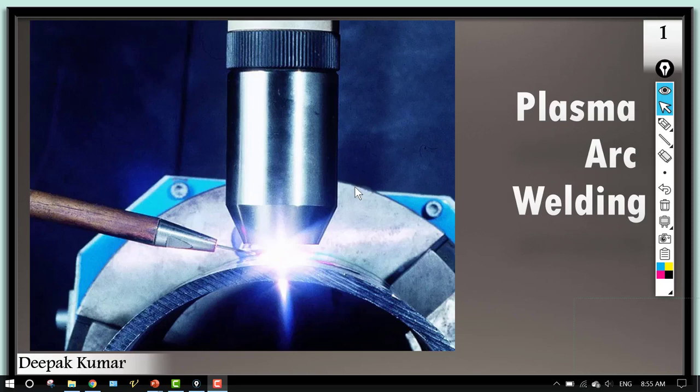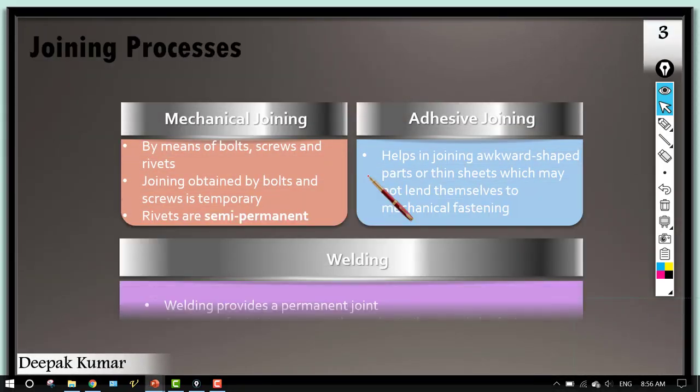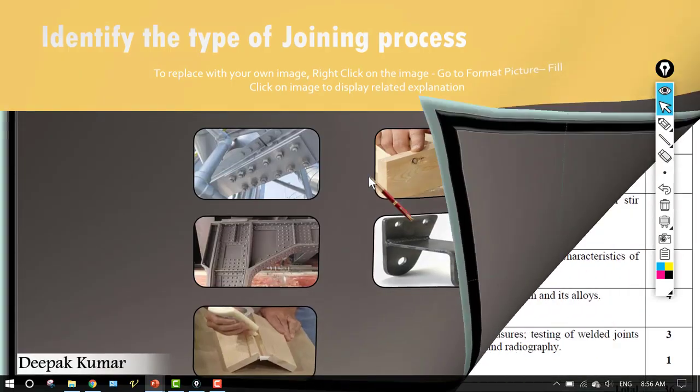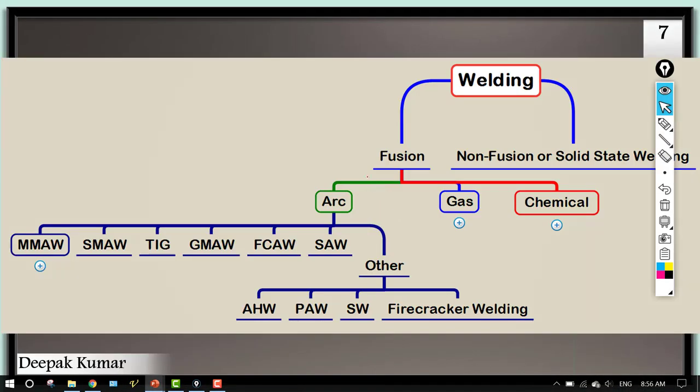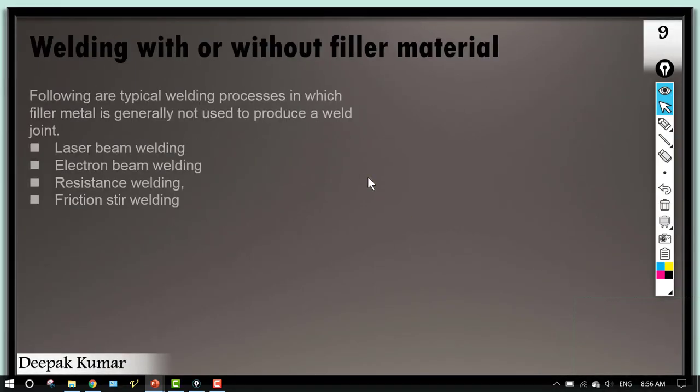Hi, today I will discuss plasma arc welding. So in last class I gave some introduction of plasma arc welding. So today I will proceed further in great detail about plasma arc welding.